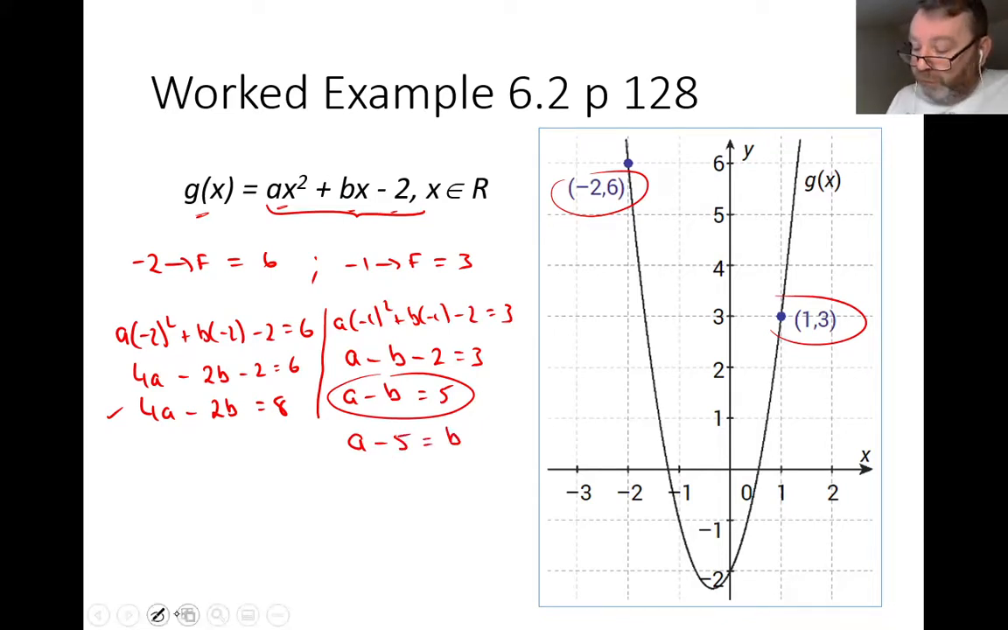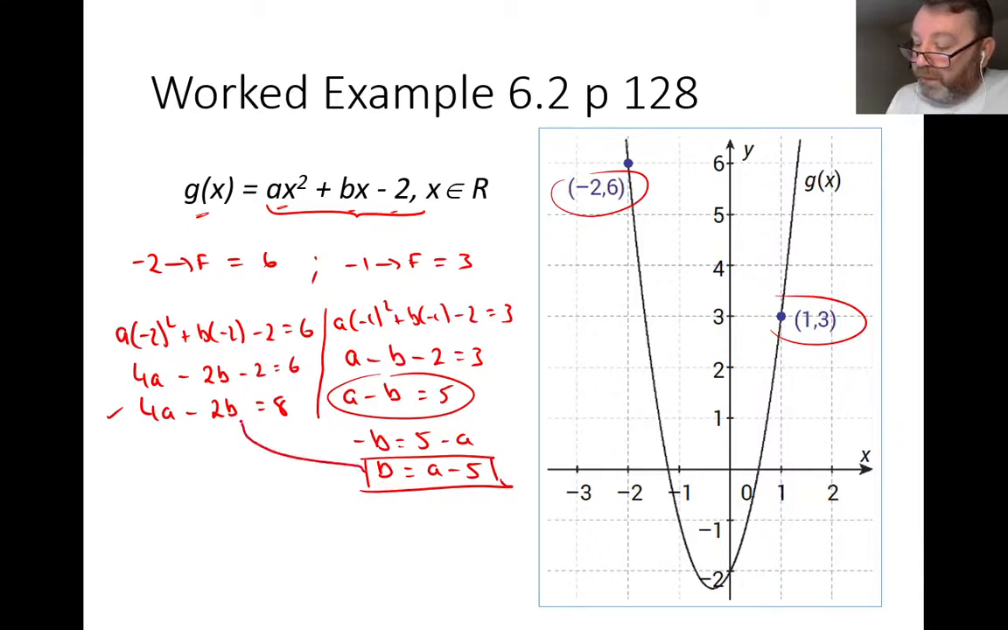Or put it another way if you wish. I don't mind which one you use, just to show you. You could also say that minus b is equal to 5 minus a, which means b is equal to a minus 5, just swapping all the signs around. And now that I've discovered what b is, what do I do? I bring it over here and put it in for b, which now gives me 4a minus 2 times the new value of b, which is a minus 5, is equal to 8.